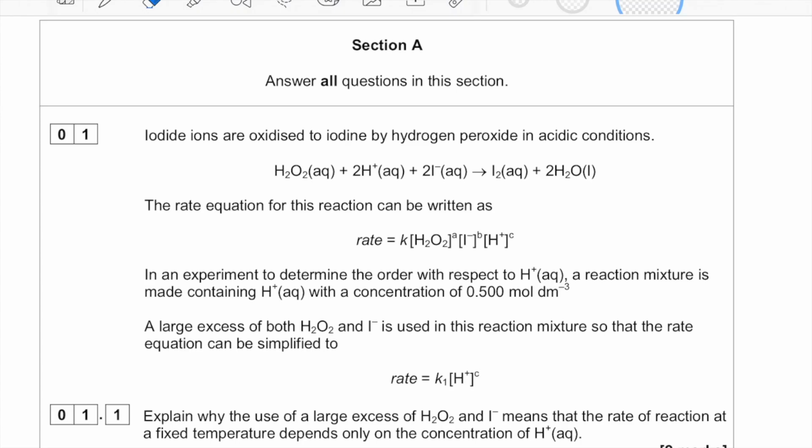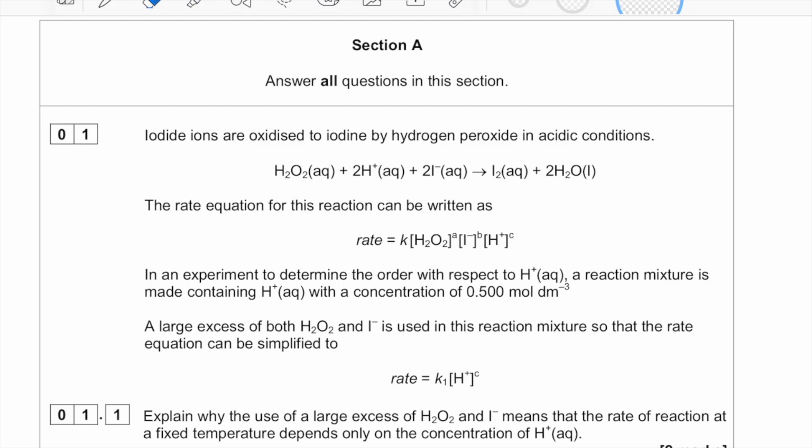So in this exam question, it comes under the topic rate equations, but it's primarily focused on, or is significantly focused on, required practical 7. That's really why we're looking at this particular question.